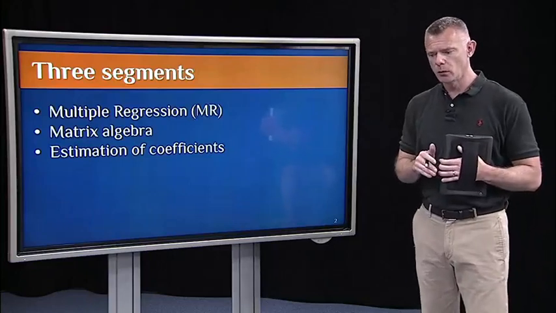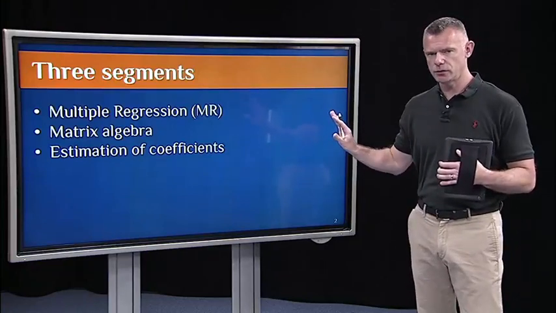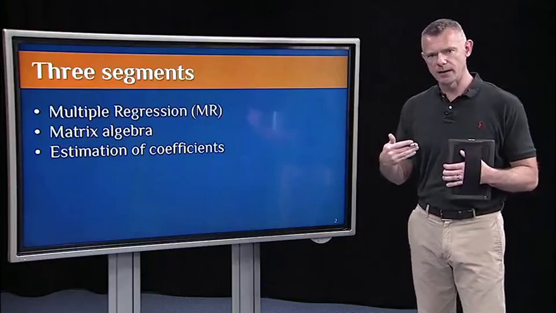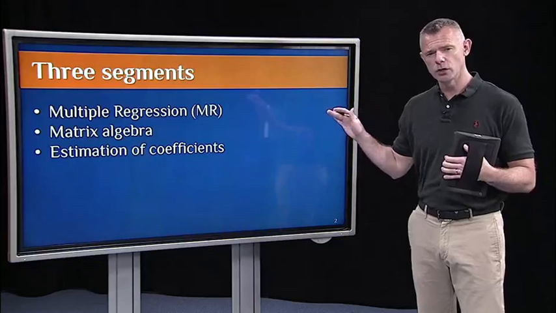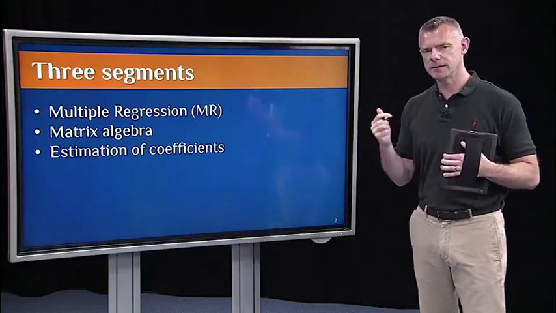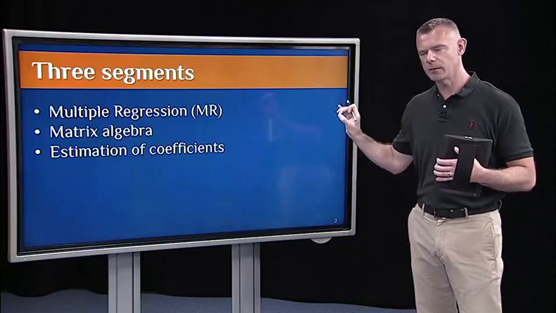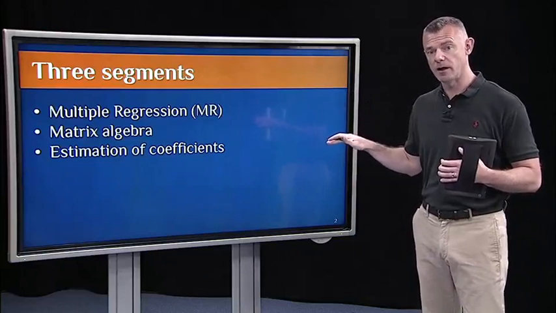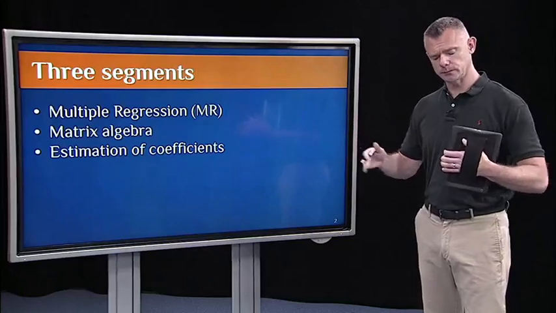In the second segment, we'll take a detour into pure math, and I'll introduce you to matrix algebra if you haven't done matrix algebra before. The reason I'm doing that is to understand how the regression coefficients are estimated in a multiple regression. You have to have at least a basic understanding of matrix algebra to see how these are estimated all at once. So we'll do a little bit of matrix algebra in the second segment, and then in the third segment, we'll walk through how the regression coefficients are estimated in this larger regression equation that includes multiple predictors.